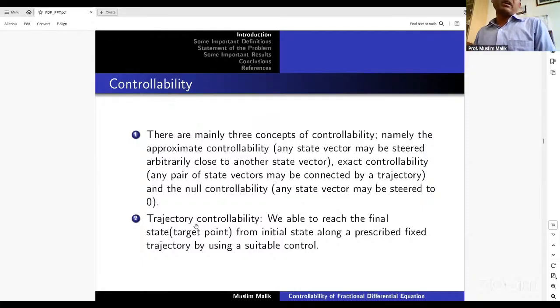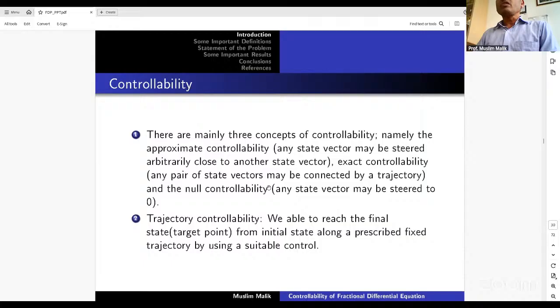For example, if anyone wants to fire a missile at some target, and the missile hits the exact location, then we say it is exact controllability. If it does not hit the exact location but is in the neighborhood of the location, then we say approximate controllability. So this is an example of controllability, and there are many places, even in finance and mathematical modeling, where controllability appears.